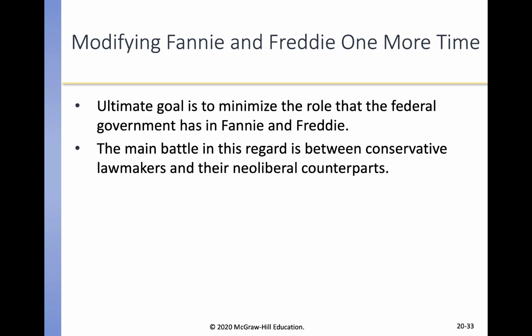So we modified Fannie and Freddie again to minimize the role that the federal government had in Fannie and Freddie. And the main battle there was between conservative lawmakers and liberal counterparts. Conservative lawmakers, of course, wanted the government to have no involvement in Fannie and Freddie. And then, of course, the liberal counterparts wanted more government involvement in Fannie and Freddie.